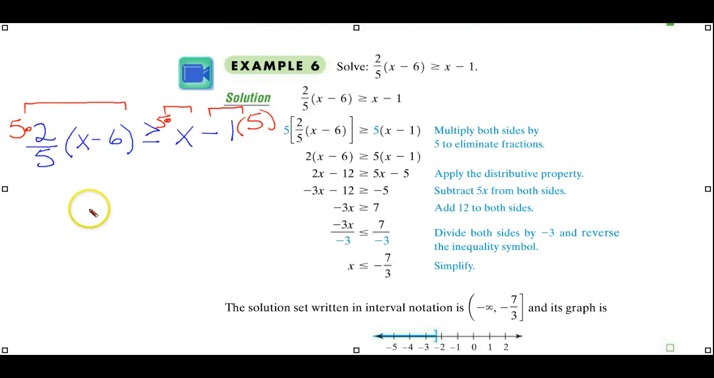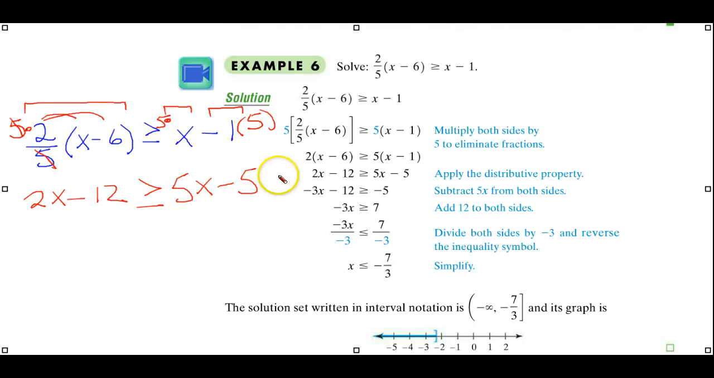Nice 5 there. Okay. So here the 5's cancel out, and that's why you want to multiply, to get rid of that fraction. So now we're going to distribute. That gives us 2x minus 12 is greater than or equal to, nothing to cancel out here, so this is 5x. Nothing to cancel out here, so this is a negative 5.